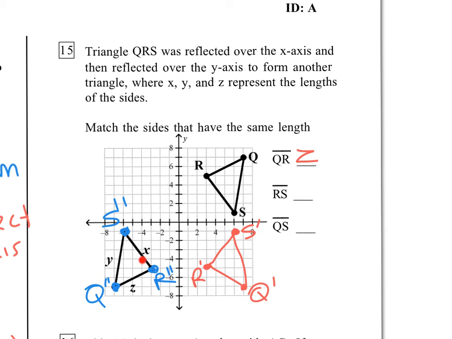So what is this length going to be called? It's pretty easy to see. It's going to be X. And then QS right here is going to be labeled with the Y right there. Okay? Kind of weird, but you have to perform the reflections to see and label the letters. Don't get lazy on me.